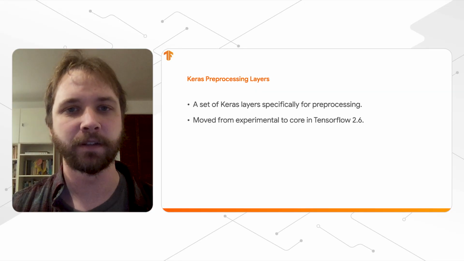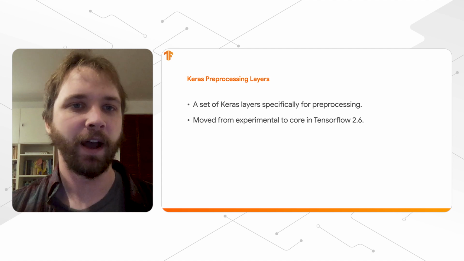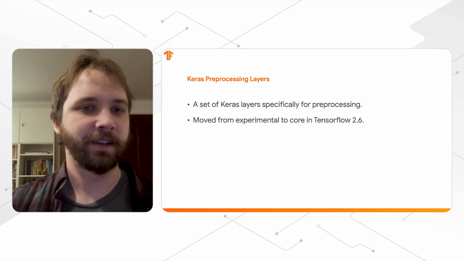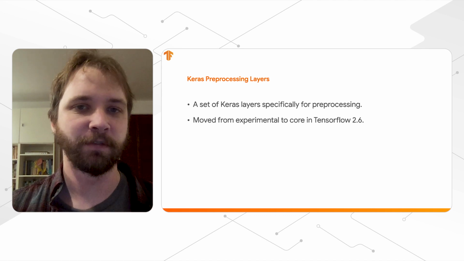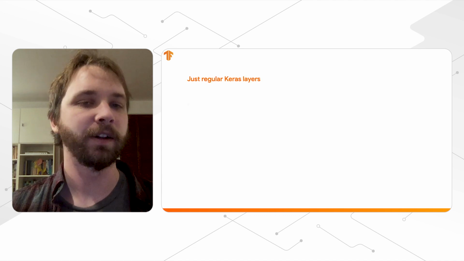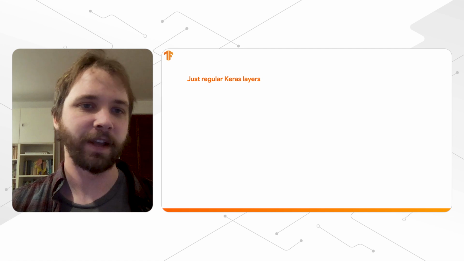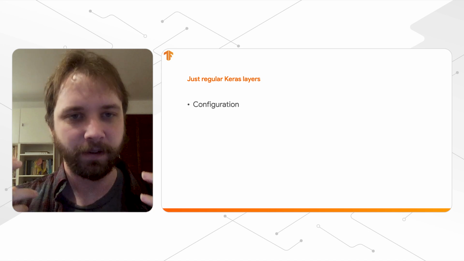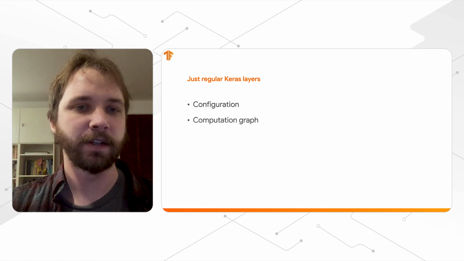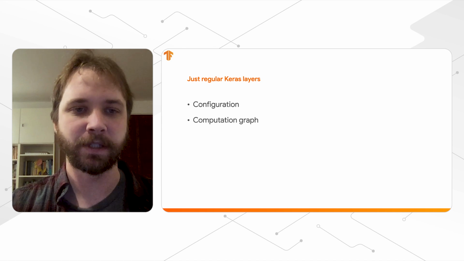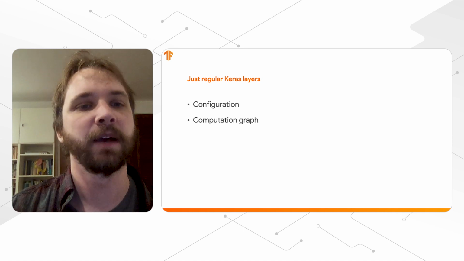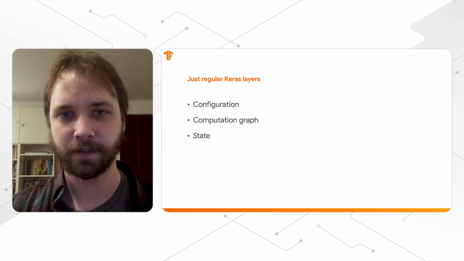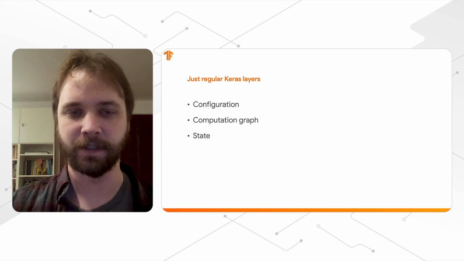So before we actually dive into showing all the layers that we've built, I wanted to show what it would look like to build one from scratch, just to kind of convince you of the fact that there's no magic going on here. These layers are just regular Keras layers. So all layers in the Keras library will usually have some notion of configuration, some ways in which you configure how the layers work. The real meat of the layer is going to be a computation graph, which will define how to map some inputs to some outputs. And then sometimes your layers will also have some notion of state that they need to track. So that's true of all Keras layers. Preprocessing layers follow all of these same rules.